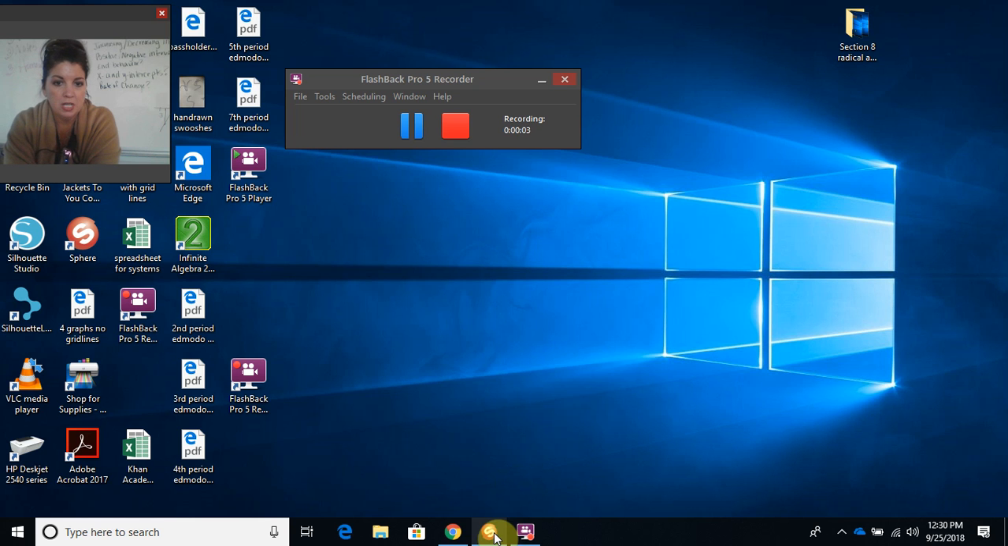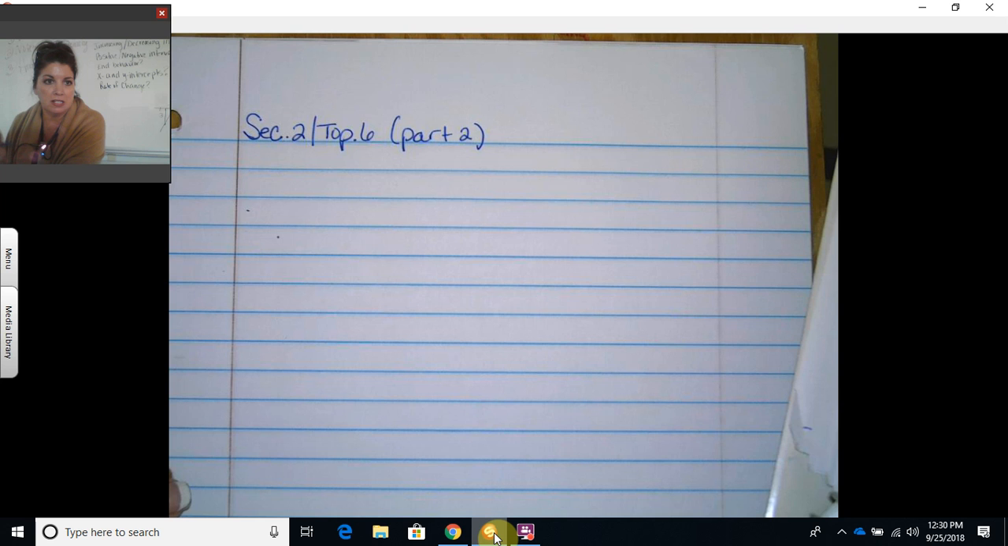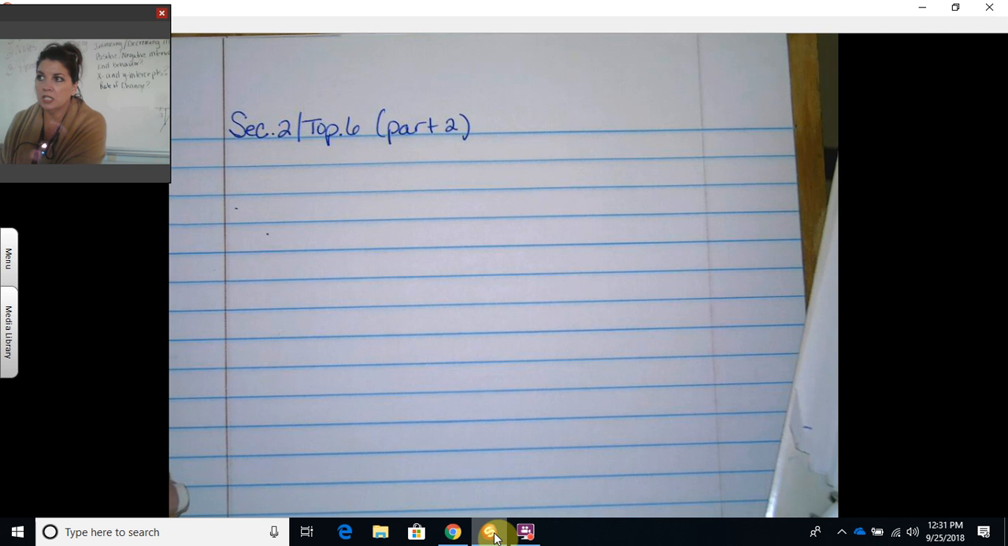All right. So this is section 2, topic 6. I'm calling it part 2. On Algebra Nation, there's not a part 2, but remember, I split the lesson into 2 different parts because I wanted to take plenty of time on graphing, and we learned it on a C day, which was short, so then I've kind of made a part 2 for the same topic.